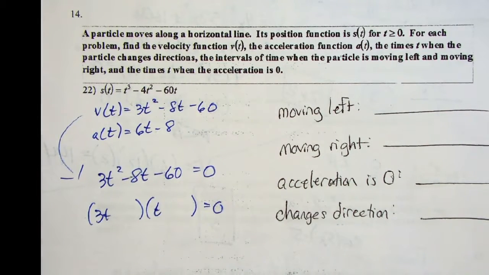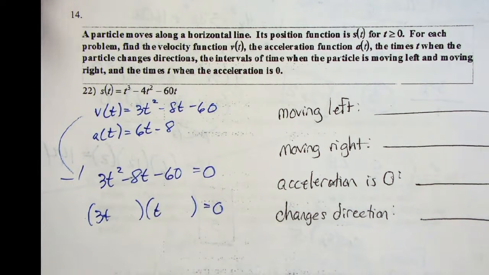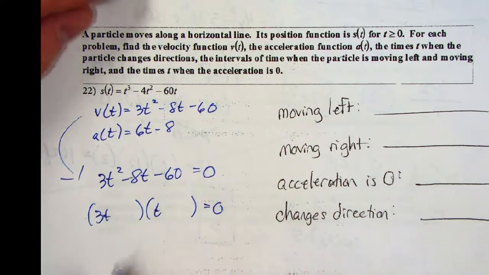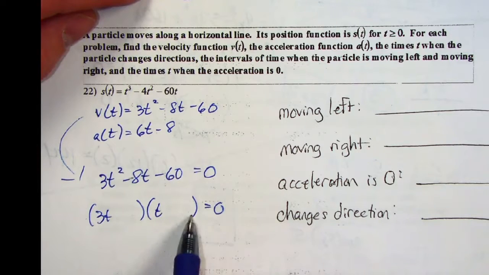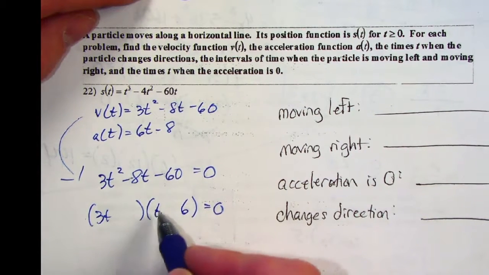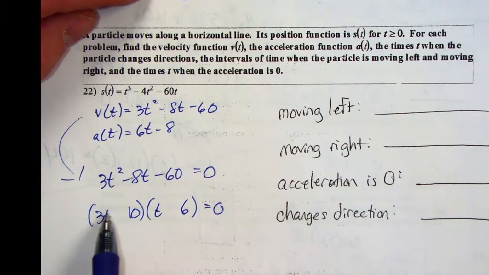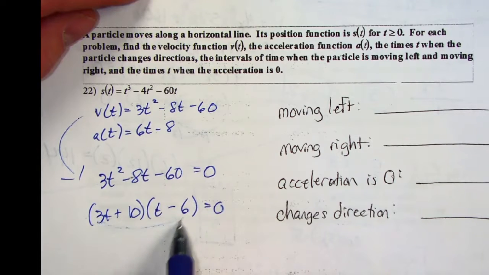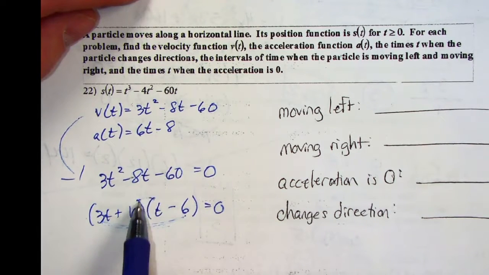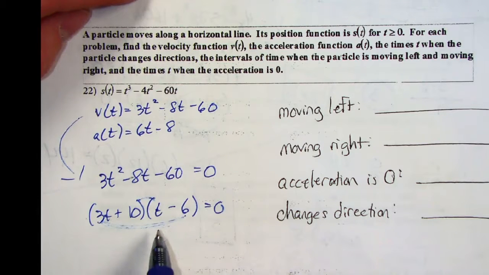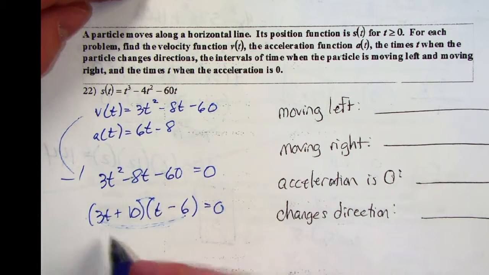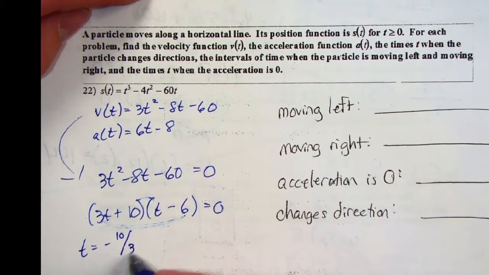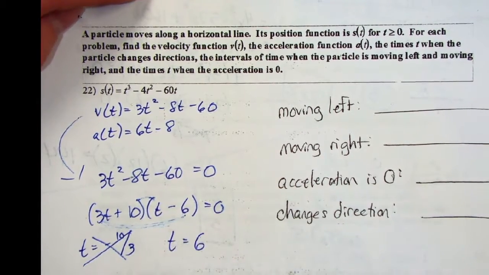I'm trying to manipulate it so whatever I put there, when I FOIL it out, I end up with -8t. So 3 times 6 would be 18. This is 10, and I want the 18 to be negative and the 10 to be positive. So when I FOIL these two, I'll get -18t. When I FOIL those two, I'll get positive 10t. -18 plus 10 is -8. So this one gives me t equals -10/3. Doesn't matter. This one gives me t equals 6.